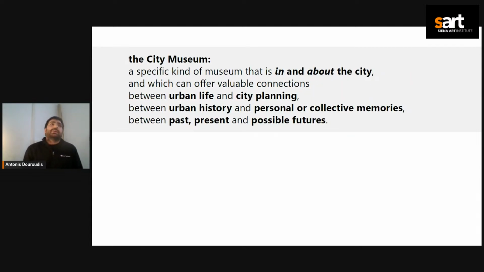And to do that in a cultural way, to understand the city, we could do it using many different formats. But the one that I focus my research on is the city museum. The reason for that is that I believe in the spatiality that it offers as a place where people can actually meet and have this social moment, while connections are made between urban life and city planning, urban history and collective memories, between always past, present, but also possible futures.